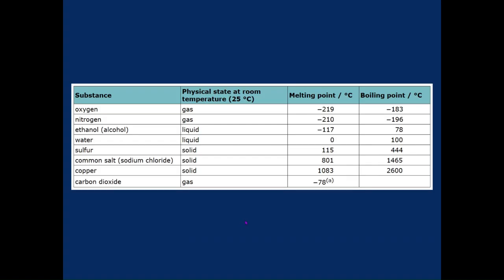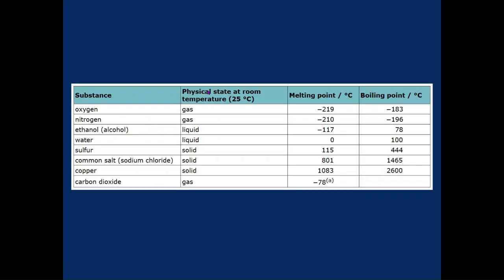So here is a table. There's a lot of information on this table, but I want you to get comfortable looking at something like this and understanding what it means. So on the left, we have our substance. You can see some different substances here: oxygen, which we breathe, nitrogen, which is in our atmosphere, ethanol, which is alcohol, it's a liquid, water, sulfur, salt, copper, carbon dioxide, right? You've probably heard of a lot of these things.